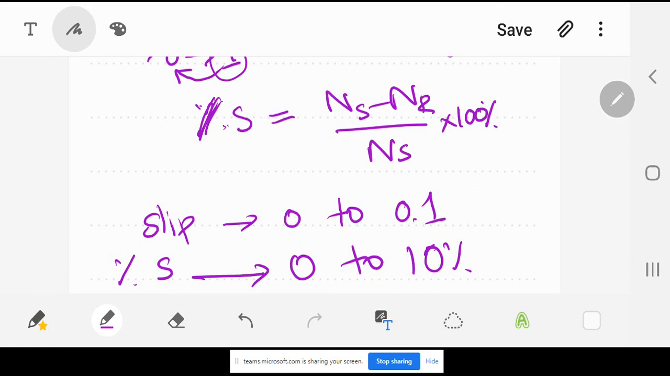Whenever a question says you are given percentage S, then that means it is in percent. When you are asked for slip, only the S figure, then that has to be in the range of 0 to 1. Now these are just general values I have given. If you design a very bad motor, maybe these values can be 0.2, 20%, 15%, but generally the percentage slip of an induction motor in the industry ranges from approximately 2% to 8%, 9%, or for a badly designed one, 10%. This is the normal range.